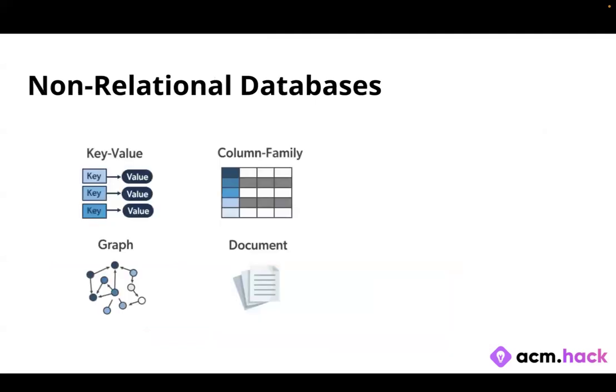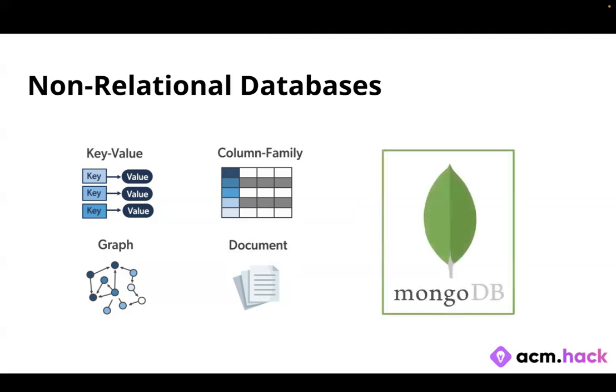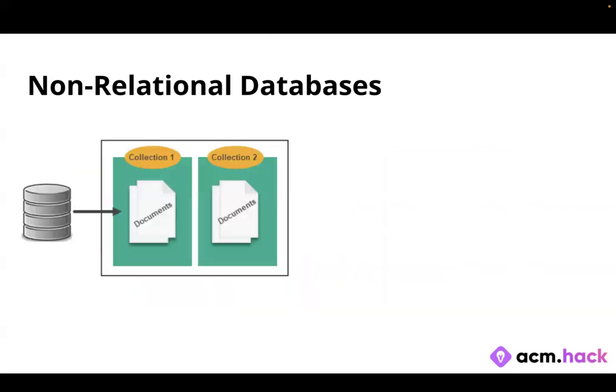We are going to be using non-relational databases, which come in all shapes and sizes outside of the related table format. These include key value, column family, graph, and document. But for the purpose of our project, we're only going to focus on document, because the database we'll be using, MongoDB, uses the document type database. So what is a document type database?